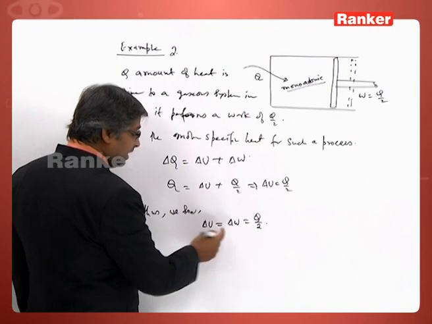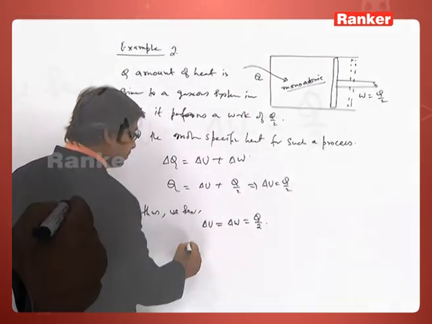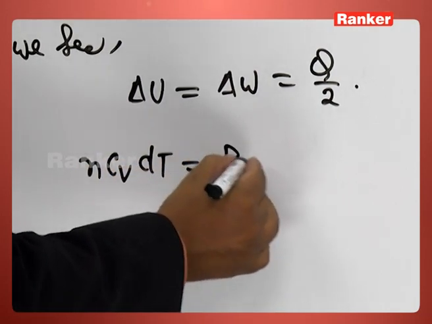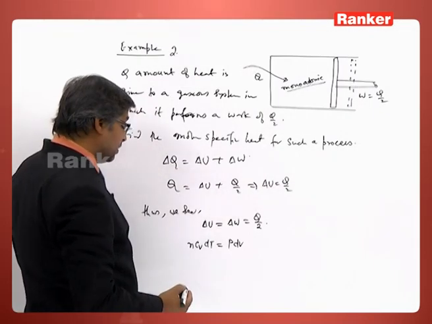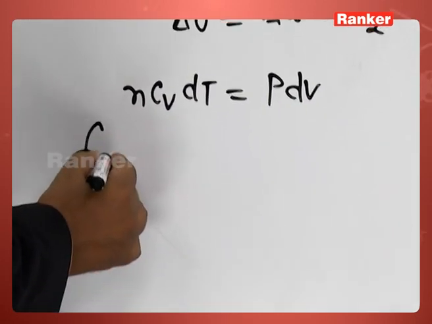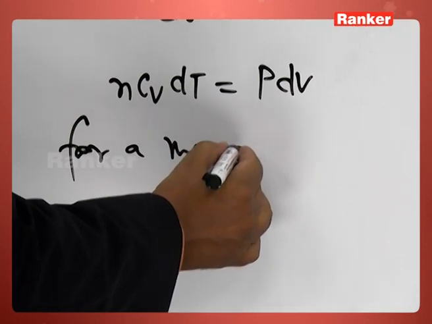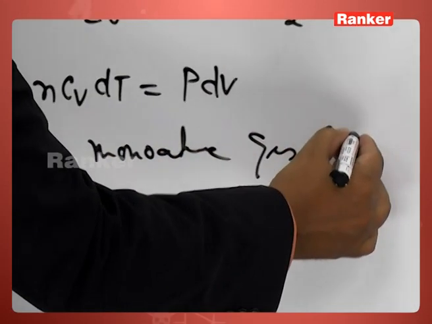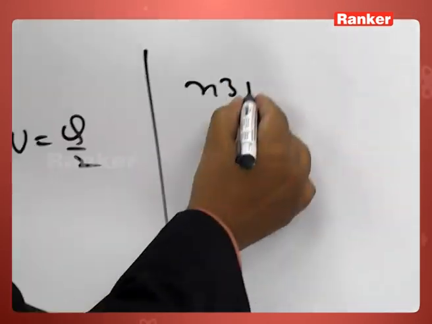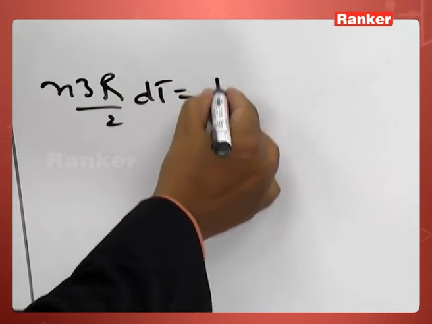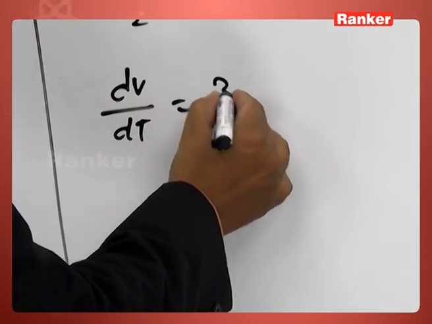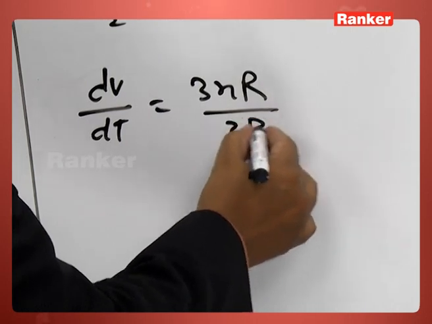Now let us write the relation between delta U and delta W. This is number of moles n CV dT, that is equal to P dV. For a monoatomic gas, we know that CV is equal to 3R by 2. So we have n 3R by 2 dT is equal to P dV. Then dV by dT is equal to 3nR by 2P.